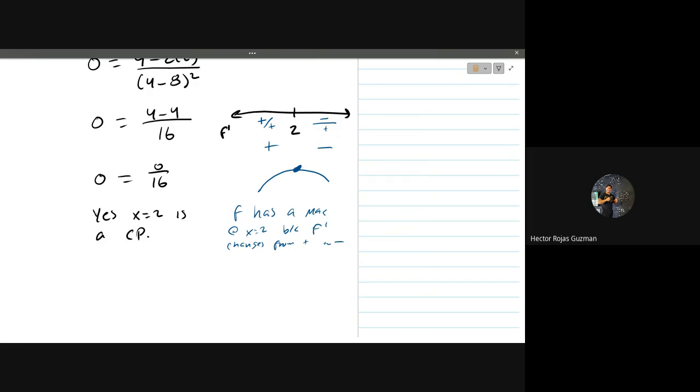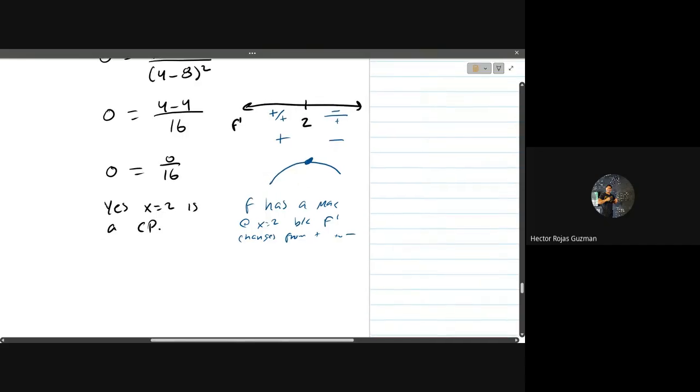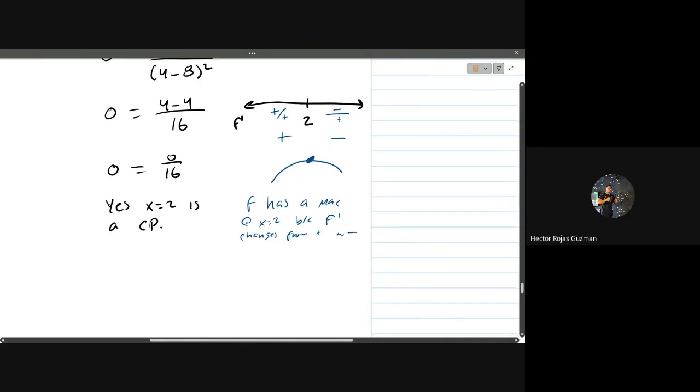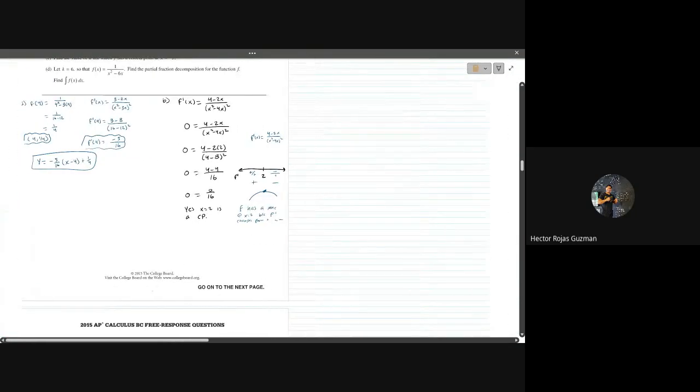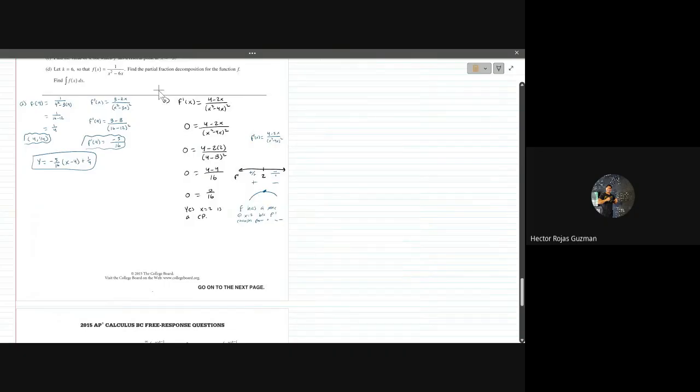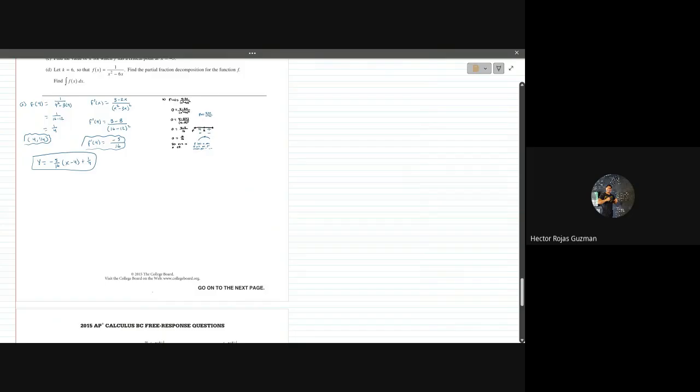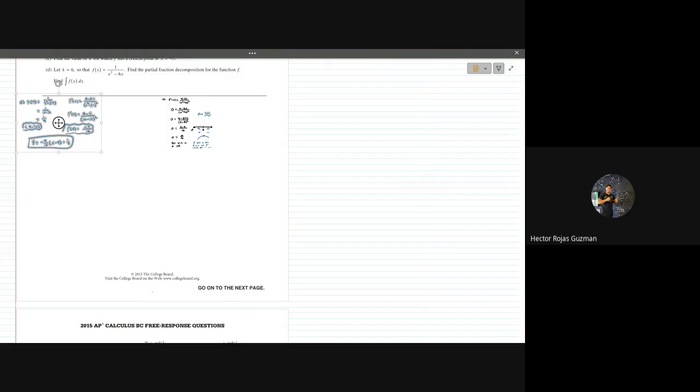Okay. Part C: find the value of k for which f has a critical point at -5. Oh, I think I'm writing too big. Let me see if I can shrink this. I'm going to need some space for part D.